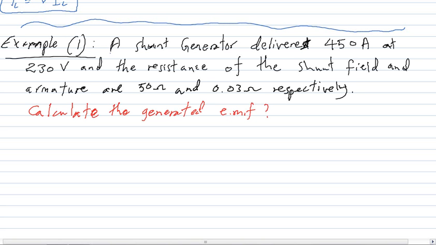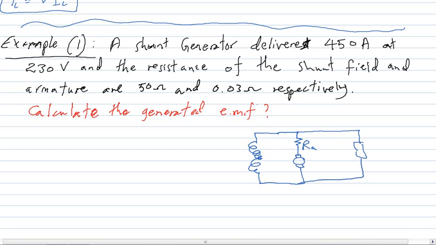Example: a shunt generator delivers 450 amps at 230 volt, and the resistance of the shunt field and the armature are 50 and 0.03 ohms respectively. Calculate the generated EMF. The first step for solving such an example is to draw the equivalent circuit for this particular type of DC generator. So it is a shunt generator, thus this is the equivalent circuit for such type.